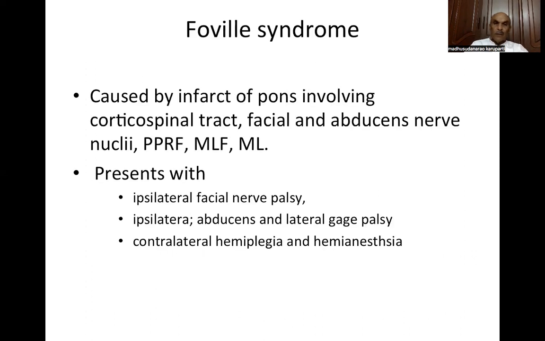Foville's is a little more extensive lesion caused by infarcts of the pons involving corticospinal tract, facial and abducens nerve fibers, and PPRF, medial longitudinal fasciculus, and medial lemniscus. It presents with ipsilateral facial palsy, ipsilateral abducens palsy, and ipsilateral lateral gaze palsy, and contralateral hemiplegia and hemianesthesia.